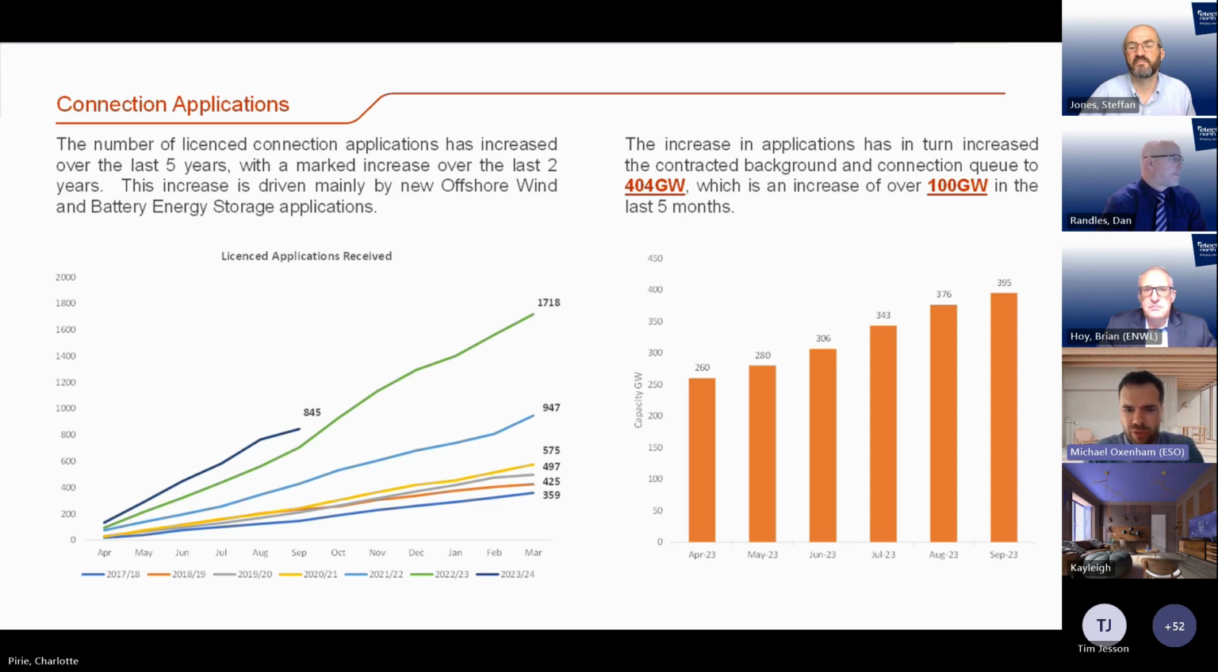And then if you look at the graph on the right, that is translating into gigawatts in the contracted background from a transmission perspective. So above 400 gigawatts contracted now, with an increase of over 100 gigawatts over the past 5 months. So considerably more than you might expect, and more than what some of our future energy scenarios forecast is required across the various scenarios.